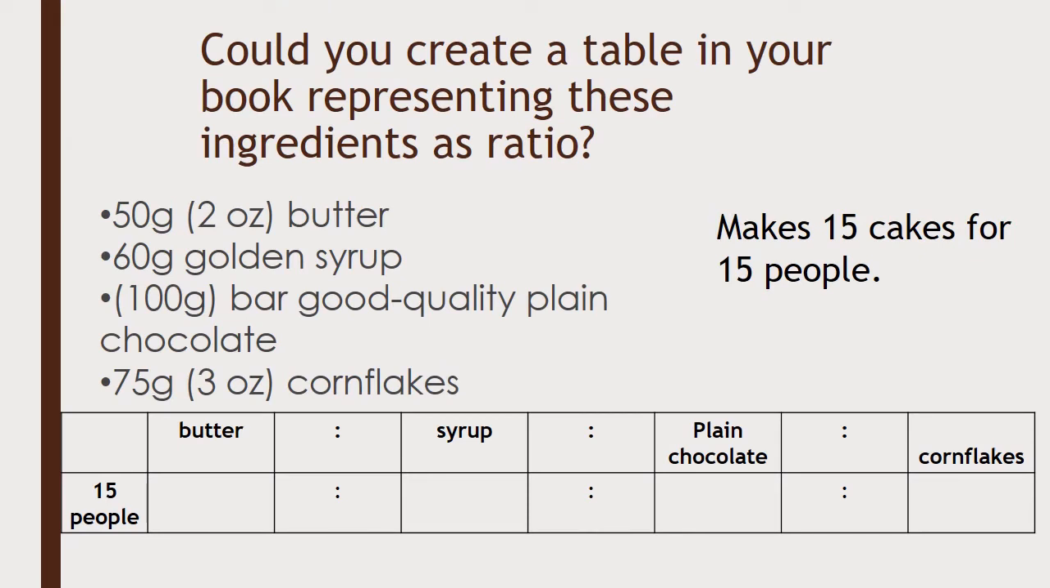Now, have a look at the ingredients for a recipe shown on screen. These are the ingredients needed for 15 cakes, which will feed 15 people. So I want you to first of all have a go at writing out the ratio. You can see butter, syrup, plain chocolate and cornflakes. How much of each of those do we need? Pause the video here and write them in.